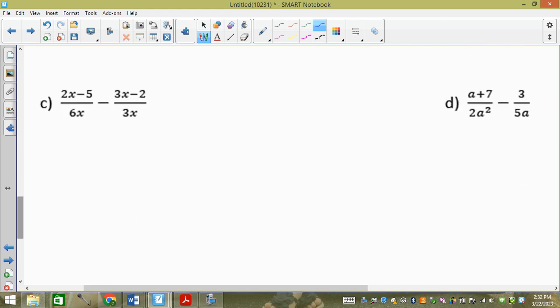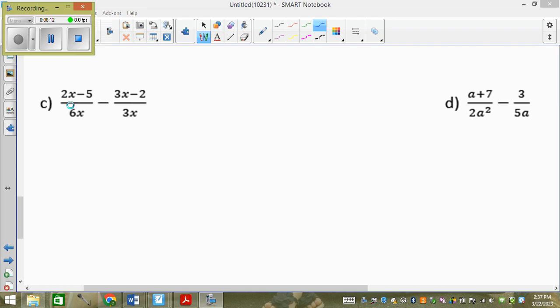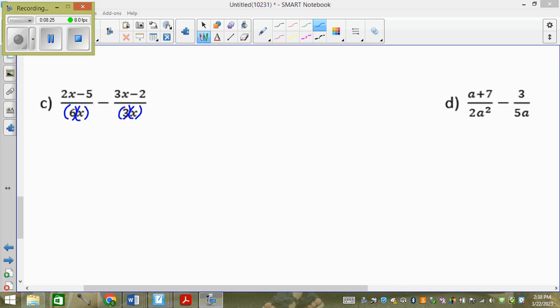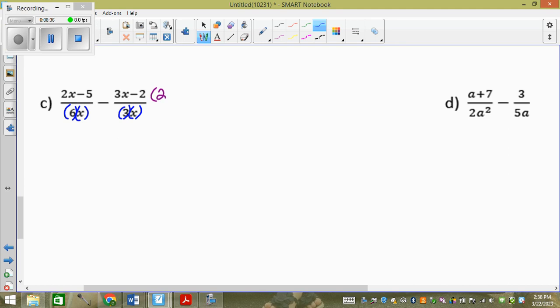Okay, look at C and D. Aren't they lovely? They say, try me. So you try them. So we have a 6 and an x, a 3 and an x. What do they both have? An x, right, Jonas? They have an x in common. What does the one need? 2. Now remember, there are going to be some of you who are going to forget that this subtraction sign goes to the whole thing, right?